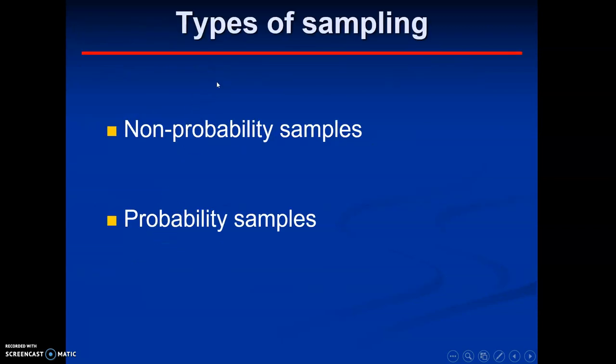Okay, now we go to the techniques of sampling. The techniques of sampling can be divided into two: non-probability sample and probability sample. And I'm going to focus more on probability sampling because probability sampling is better than non-probability sampling. I will let you know why. However, sometimes we do use non-probability sampling.